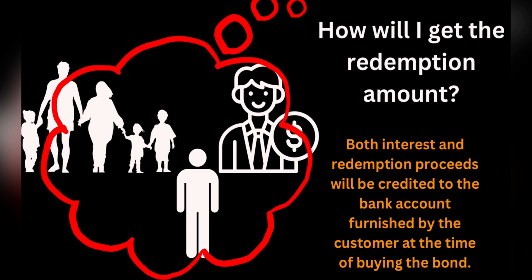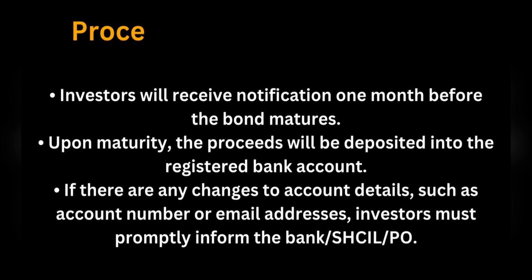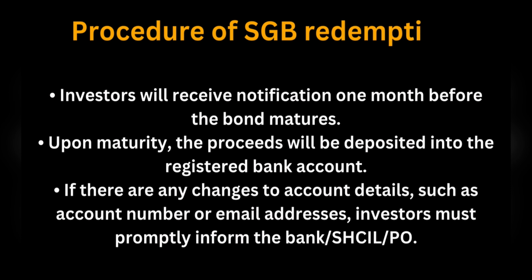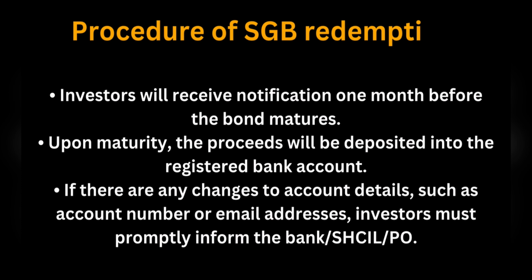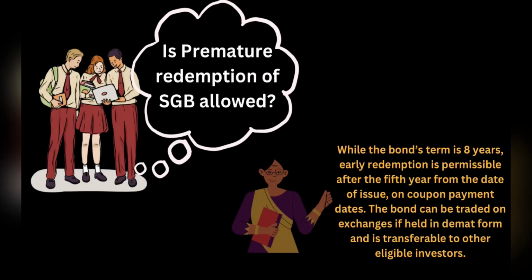As we reach the final stage of the video, it's important to know the procedure for redemption of the bond. Investors will be notified 1 month before the bond reaches maturity. Upon maturity, the proceeds will be credited to the designated bank account. If there are any alterations to account information, such as account number or email addresses, investors must promptly update his or her records. As discussed earlier, while the bond's term is 8 years, early redemption is permissible after the 5th year from the date of issue, on coupon payment dates.